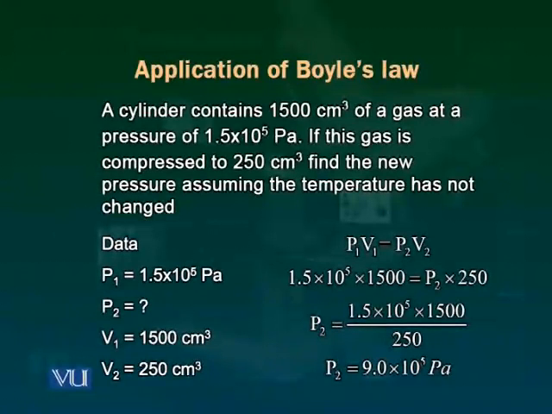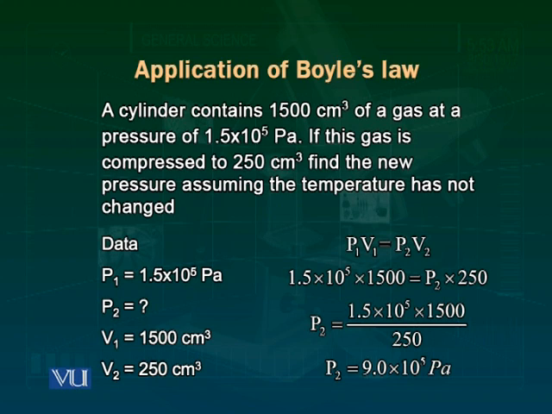The data which we have is P1 is equal to 1.5 into 10 to the 5 pascals. Pressure 2 is something which we have to find out. The initial volume was 1500 centimeter cube. The final volume is 250 centimeter cube. Putting them in the relationship P1 V1 is equal to P2 V2, we find 1.5 into 10 to the 5 multiplied by 1500 is equal to P2 into 250. Rearranging, we find out what the final pressure would be, and that is given on your slide.